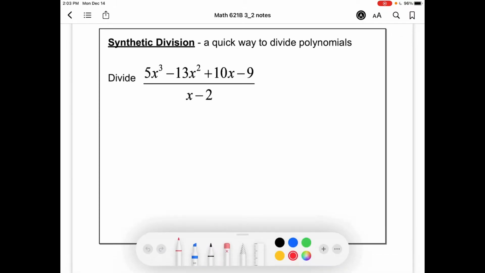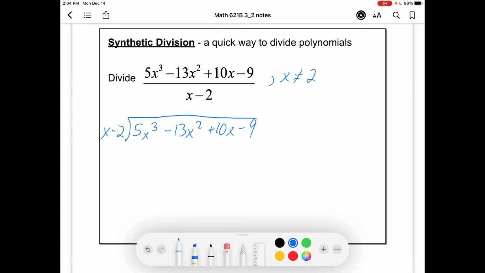So let's just do a little recap of what our technique was yesterday. Yesterday we would have said that the restrictions on this division are x can't be 2. We'd set up the division. It's 5x cubed minus 13x squared plus 10x minus 9, and it's being divided by x minus 2. And so I just go ahead and take 5x cubed divided by x. It'll give me 5x squared.